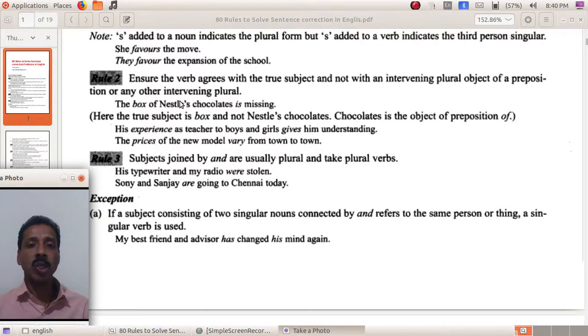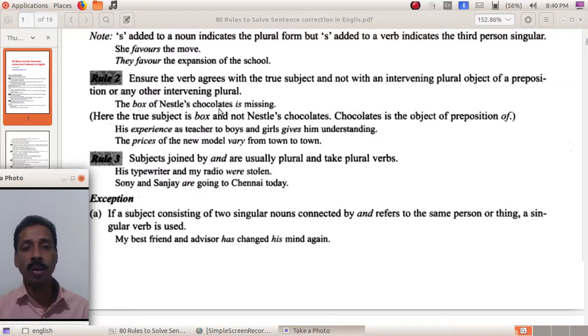Then, ensure the verb agrees with the true subject and not with an intervening plural object of a preposition or any other intervening plural. That simply means, look at the example here. The box of Nestle's chocolates is missing. What is the subject here? It's not a single word, a number of words are there: the box of Nestle's chocolates. And what is the head noun there, or what's the true subject there? Box. And box is singular.